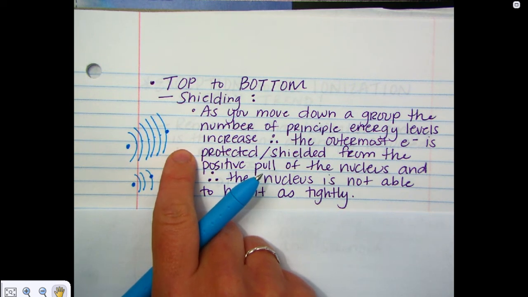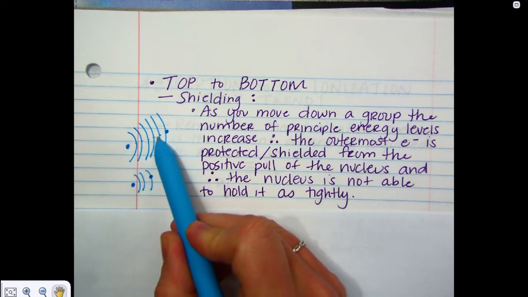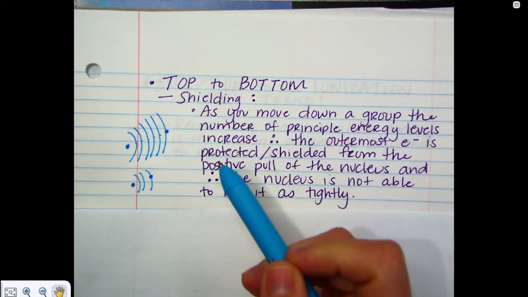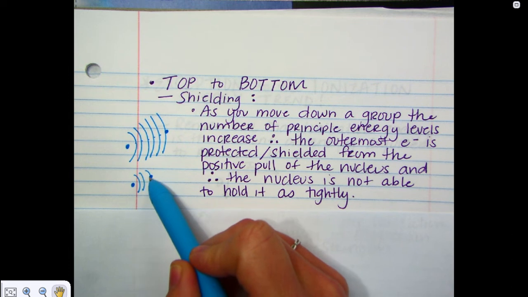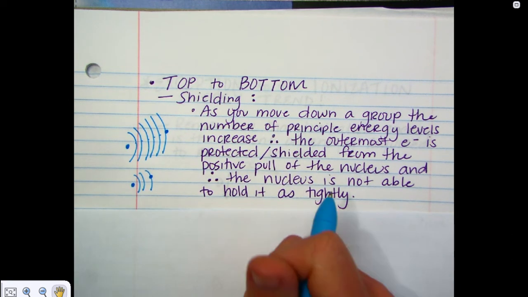And that's going to be implicated in both size and energy, right? The more layers of electrons in between, the less tightly my nucleus can hold this electron, the bigger my atom's going to be. For this one, the fewer layers in between, the more tightly my nucleus is going to be able to hold on to that electron, the smaller it's going to be.